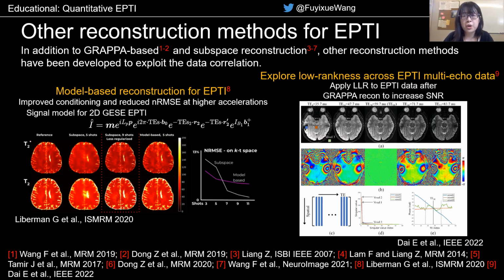Next, I also want to briefly review other reconstruction methods for EPTI in addition to the GRAPPA-based and subspace reconstruction. For example, a model-based reconstruction was developed for EPTI that takes advantage of the signal model and directly estimates the quantitative parameters for improved conditioning at high accelerations. Another study explored the low rankness across EPTI multi-echo data after the GRAPPA reconstruction to increase the data SNR.